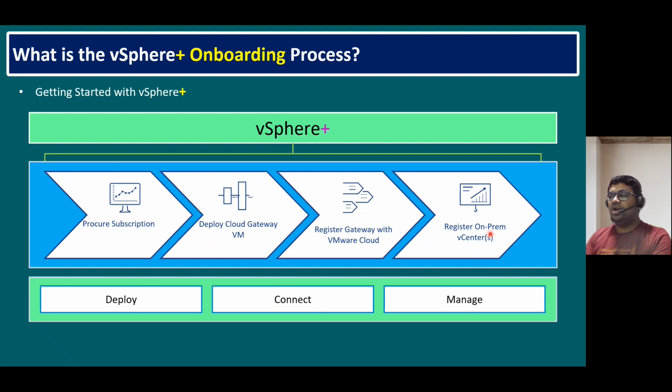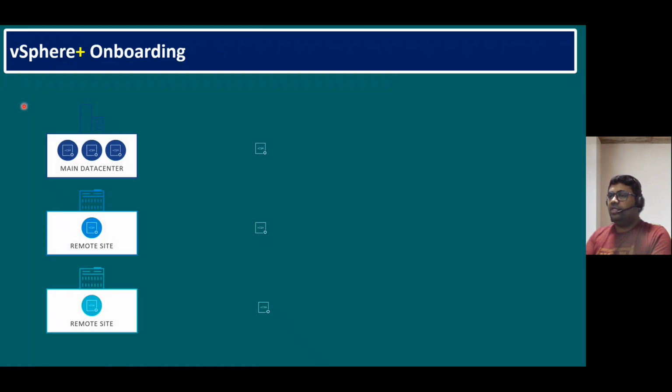That means we register on-prem vCenters, not only a single vCenter, we can register n number of vCenters. Even if your organization has hundreds of vCenters, you can register all of them within the VMware Cloud Console. Okay, this is the onboarding process. Now I will show you, suppose we have multiple vCenters, how the onboarding process will be, in the following slide. Let's say the vSphere Plus onboarding process.